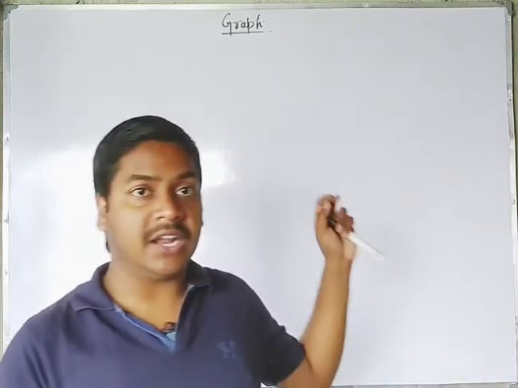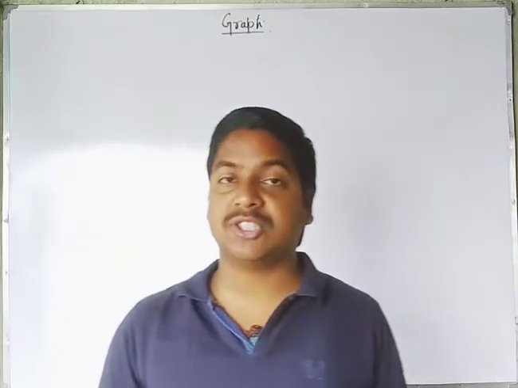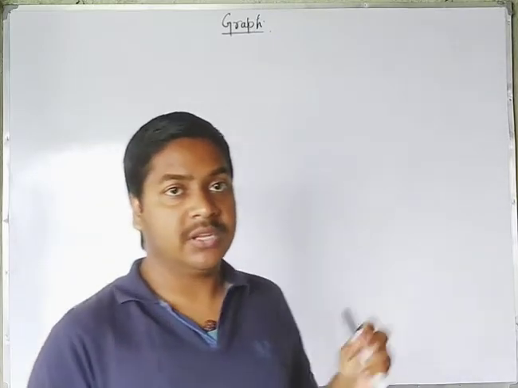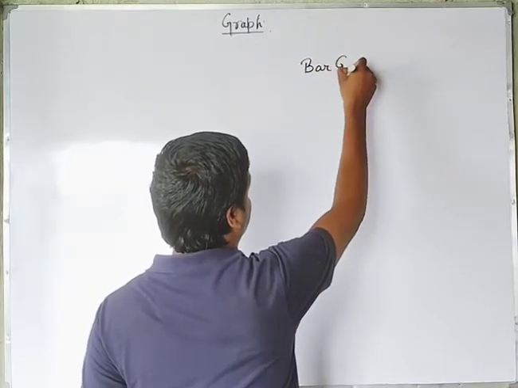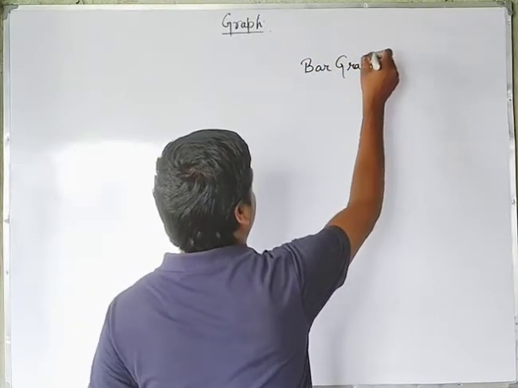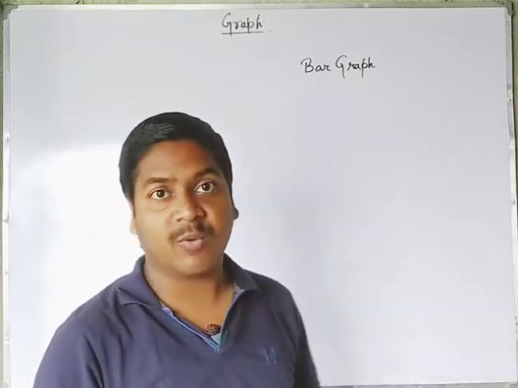Same way, there are three types of graph which you have to study in class 9. The first graph is named the bar graph. At first we will see what a bar graph is.